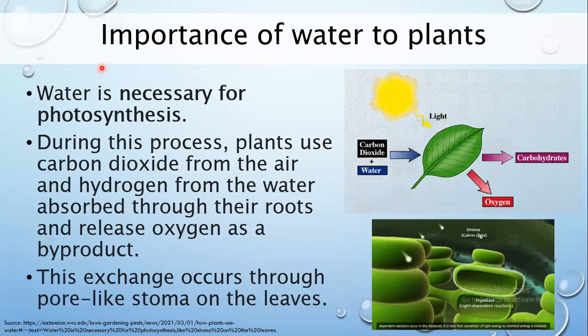Ayan. So, what is the importance now that we know the sources and the agricultural water scenario, okay, worldwide? So, now let's talk about the importance of water to plants. So, water is necessary for photosynthesis. What is photosynthesis? So, photosynthesis is the process wherein the plants, okay, get energy from the sunlight in order to manufacture food through using carbon dioxide and water. And in return, they will produce carbohydrates in the form of glucose and oxygen that we breathe.